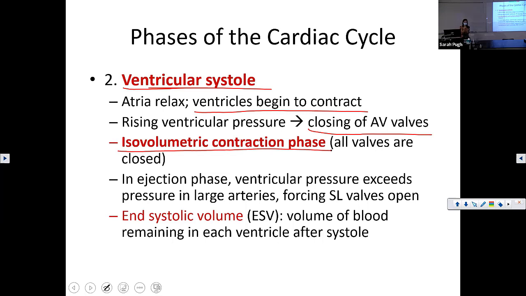Ventricles are contracting, but the blood can't go anywhere because all the valves are shut. So this is why we call it isovolumetric. Remember, iso means same. Volumetric is volume. So the blood's not going anywhere. We are still sitting at end diastolic volume. Ventricles are still super full and they're just squeezing. And then as the ventricle keeps on contracting, the pressure keeps going up and up and up until eventually the semilunar valves open.